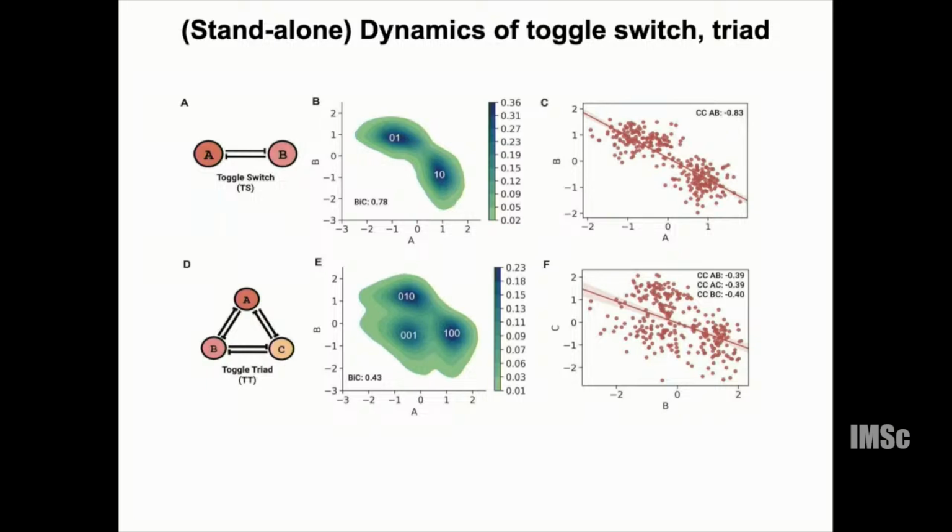When you start looking at the toggle triad, as we discussed, this is a more frustrated system. So you would get these three dominant states. But interestingly, if you take any pairwise correlation between AB, AC, or BC, the correlation coefficient decreases to almost half of what you saw in a toggle switch, because if any two of these are strongly antagonizing each other, then you would not see the third state coming in. So that's the compromise it reaches: the antagonism weakens so as to allow for these three states to eventually arise.